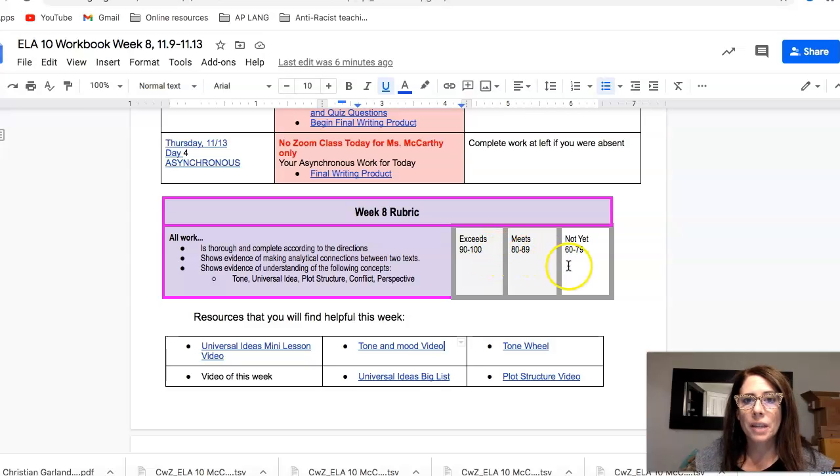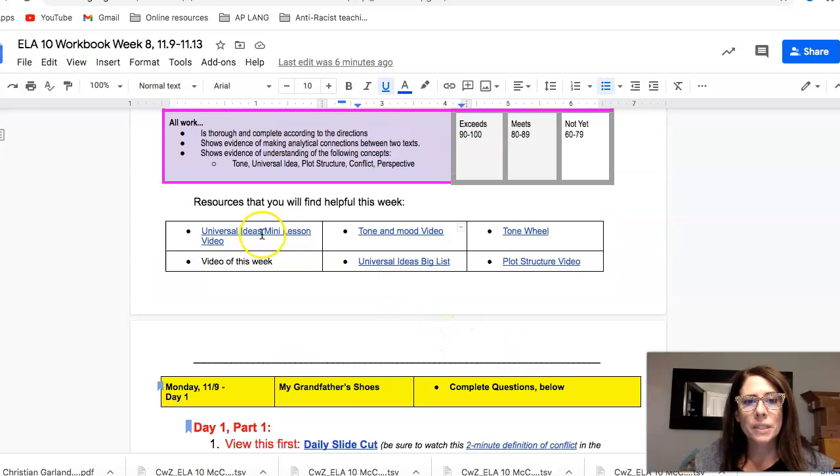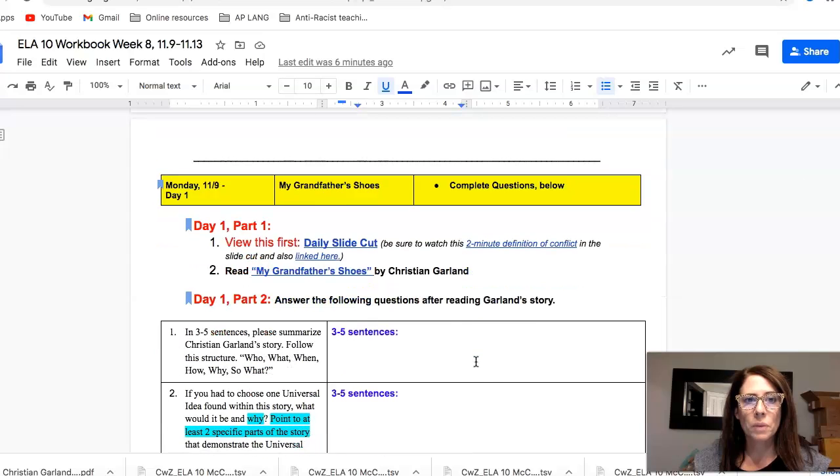Just as a reminder, I think it is important to know the rubric each week. And if you make an attempt, you will not fail. You can always revise. I'm interested in the progress of your work. Resources are now linked on the very first page. So please be sure to go back to these resources. Some were from the beginning of the year. And that will help you as you begin your work and complete your work for this week.